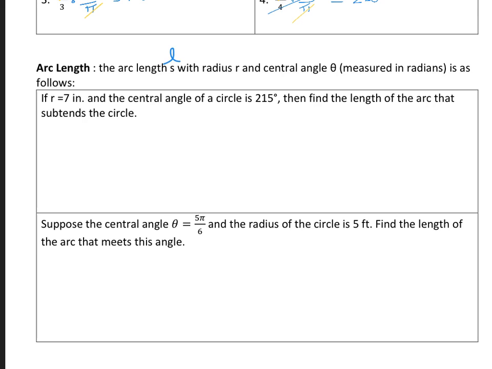All right, so what's happening here? We have a circle. Let me see if I could draw a circle. I've got some kind of circle, and I've got a central angle of 215 degrees. If I try to draw that out, that's a bit over 180. So we've got 215 in here. Our radius is 7. And what we're trying to do is find this length out here.